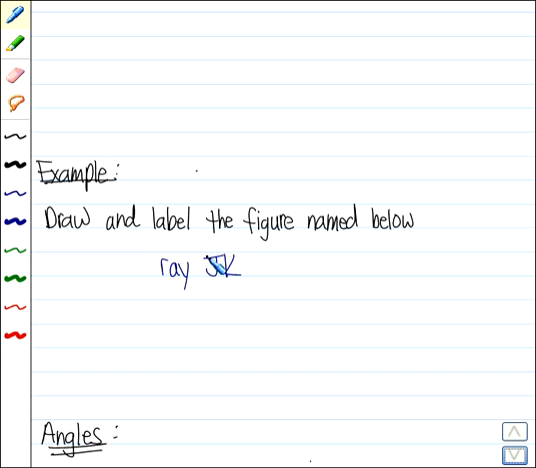Okay, good. Let's take a look at another example here. This one says, draw and label the figure named below. So draw and label ray JK. Go ahead and do that and click continue when you're ready to check your answer.